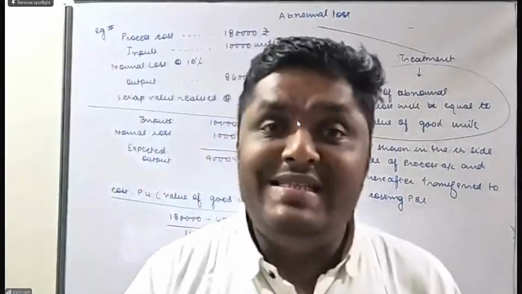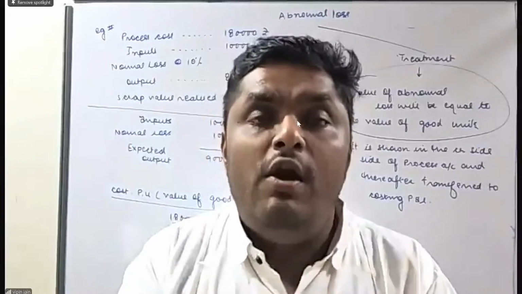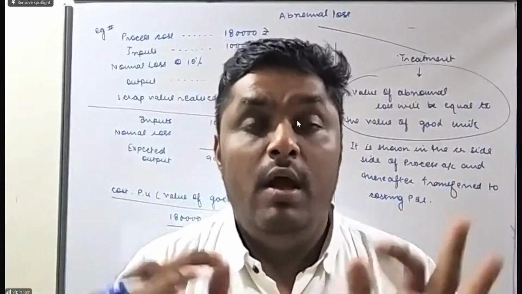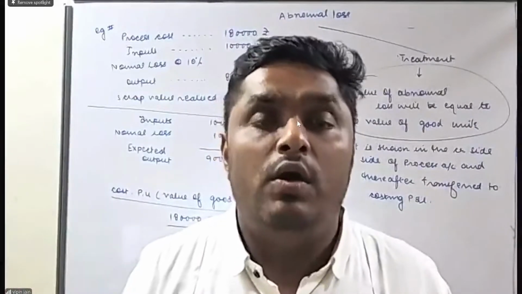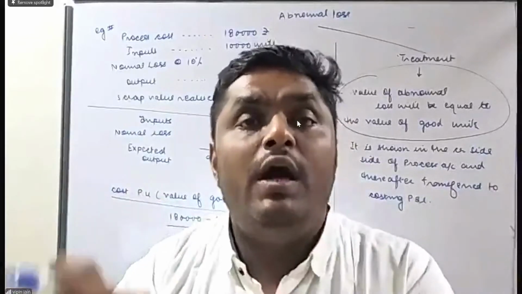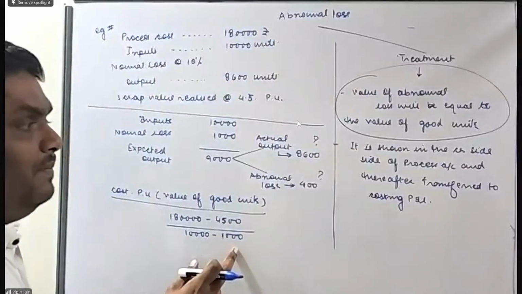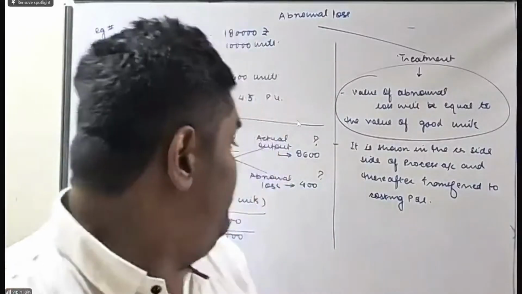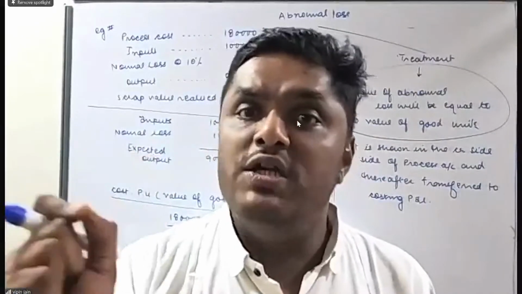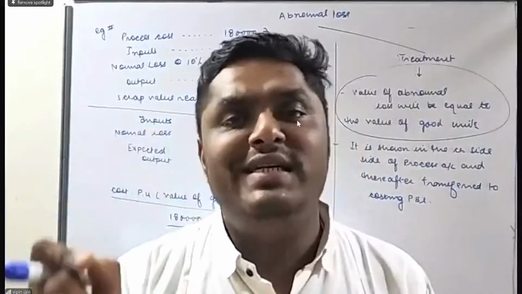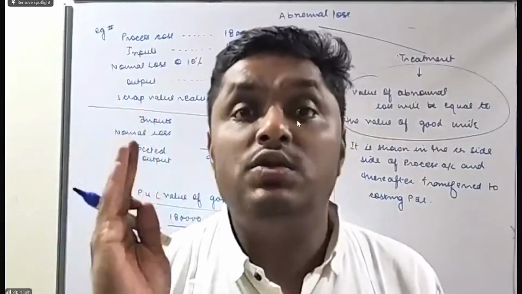As I said, the value of normal loss will be absorbed by good units. So normal loss inflates the product cost. But very important: product cost will not be inflated because of abnormal loss. The value of abnormal loss will be equal to the value of good units. So this will be 10,000 minus 1,000. This will not be 1,400, because the product cost is not inflated because of abnormal loss.